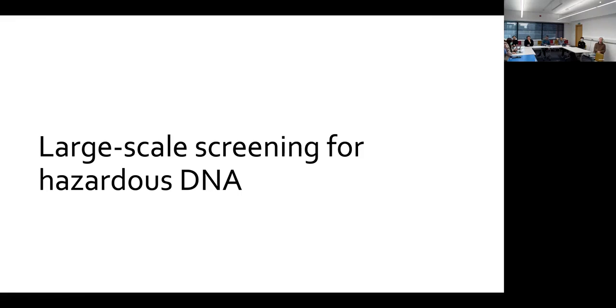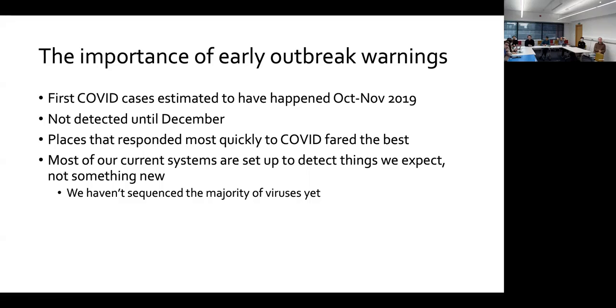So another project that's just come up, which I think is very exciting, but also potentially a huge challenge for us, is screening for dangerous DNA on a much greater scale. One of the things that became really clear with the COVID pandemic is that early warning of a dangerous pathogen spreading would have been very useful. In hindsight, we realized that some of the first COVID cases probably happened around October or November 2019, but the alarm wasn't really raised until December. If we had put in place infection control measures months earlier, we might not be in the situation that we're in today. We've also seen around the world that places that responded very quickly with infection control measures against COVID fared a lot better than countries that delayed.